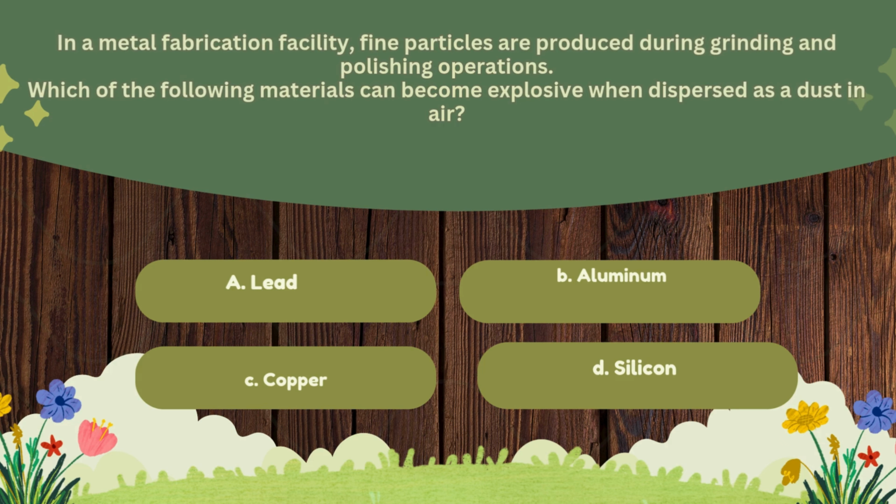In a metal fabrication facility, fine particles are produced during grinding and polishing operations. Which of the following materials can become explosive when dispersed as a dust in air? A. Lead. B. Aluminum. C. Copper. D. Silicon.